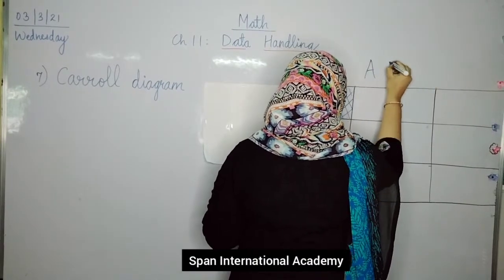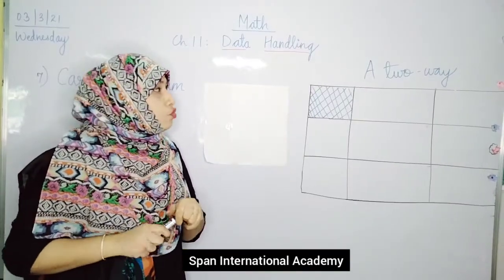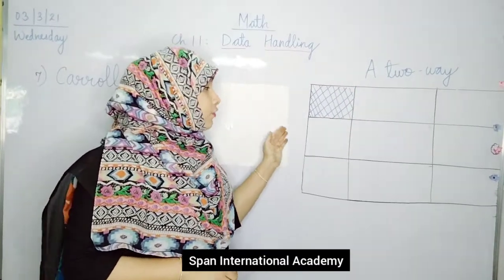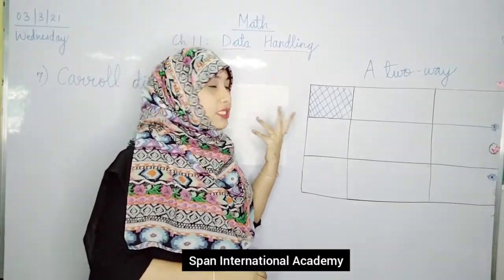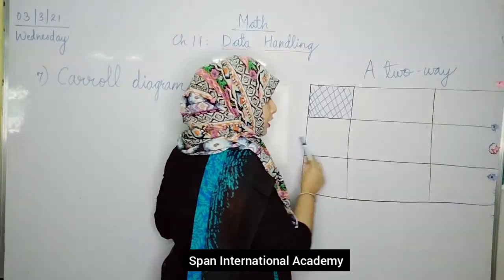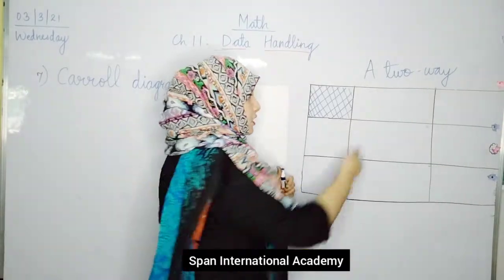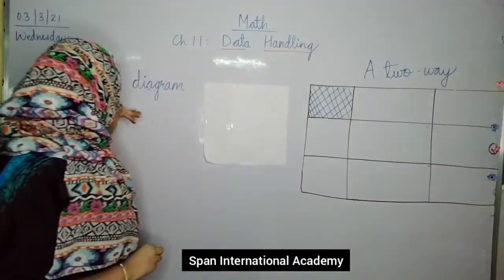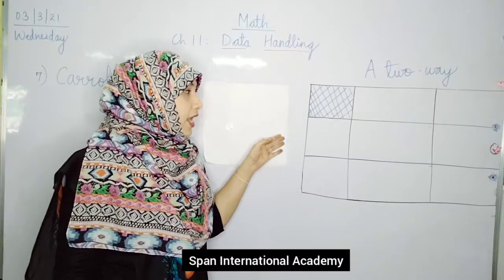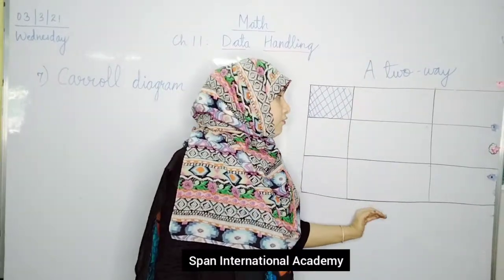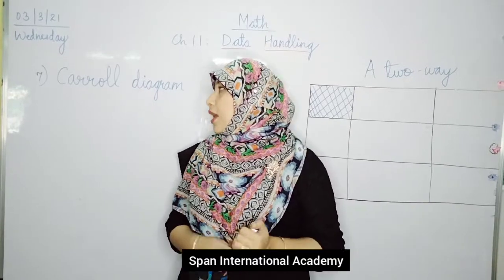It is a two-way table. Now what is the meaning of two-way? Two-way means the information can be read horizontally like this or vertically. It can be read in both ways, vertical and horizontal. So a Carroll diagram is a two-way table, which means that the information represented can be read vertically or horizontally. The information will remain the same and it can be read in any way. So let us take a very nice example to understand a Carroll diagram.